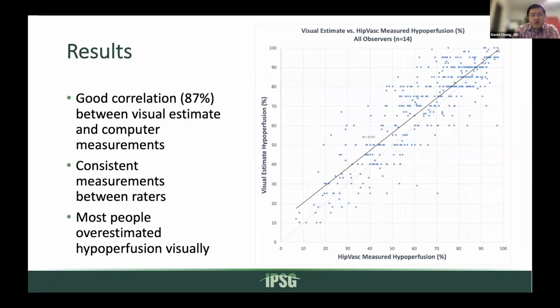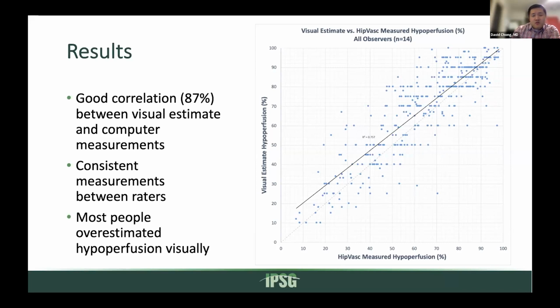So in our study, we found a really good correlation between visual estimate and computer measurements. They weren't perfect, but they were really close. And we did find that people tend to overestimate in general. People would tend to think that the hypoperfusion was more than it really was based on the computers. And that's probably because we're looking at three-dimensional objects with 2D cuts.